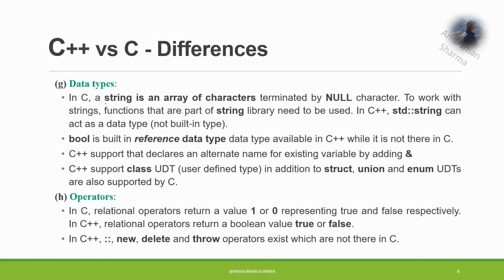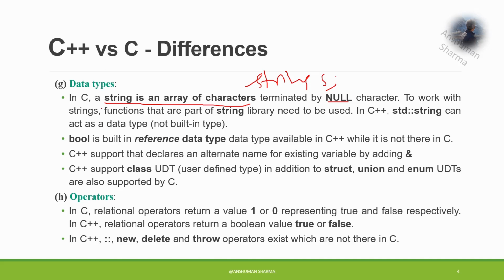Now in C, as you remember, if you have to create a character array, it is treated as a string. A string is an array of characters which is terminated by a null character. But in C++, string is a library and it can act as a data type. So we can use string to create a variable of type string, and use it for creating or manipulating strings. You can write string s followed by a semicolon. So this is a string type that is available to us in C++.